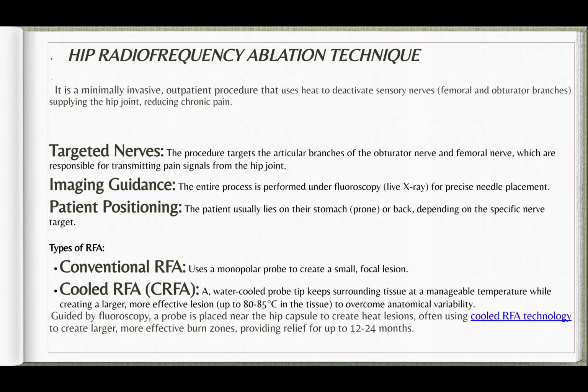Types of RFA: we have conventional RFA, which uses a monopolar probe to create a small focal lesion, and cooled RFA, which has a water cooled probe tip that keeps surrounding tissue at a manageable temperature while creating a larger, more effective lesion, up to 80 to 85 degrees in the tissue, to overcome anatomical variability. Guided by fluoroscopy, a probe is placed near the hip capsule to create heat lesions, often used in cooled RFA technology to create larger, more effective burn zones, providing relief for up to 12 to 24 months.